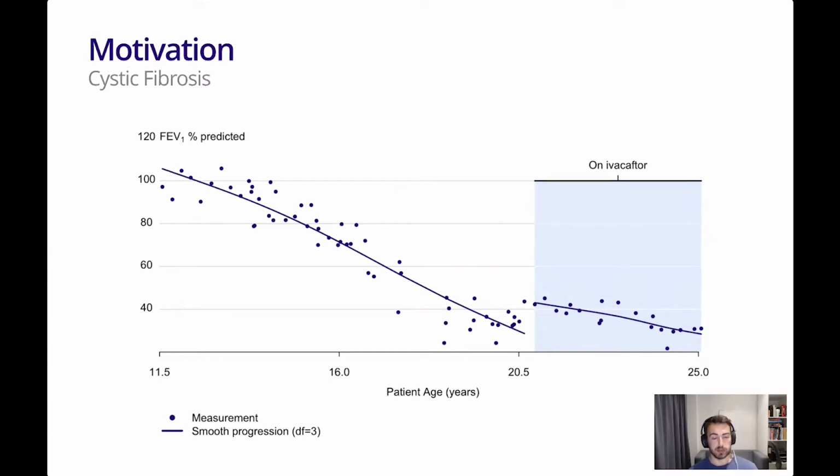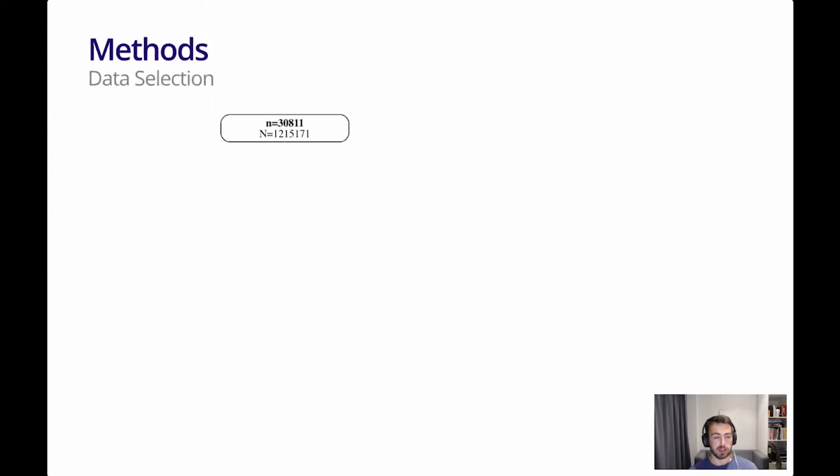In our study, we are interested in assessing the change in patients' lung function before and after the patient starts the ivacaftor therapy. In particular, we are looking at FEV1, which is a commonly measured marker of lung function that measures the forced expiratory volume of air from the lungs over 1 second. We use data from the US Cystic Fibrosis Foundation patient registry, which contains health-related information for around 31,000 patients.